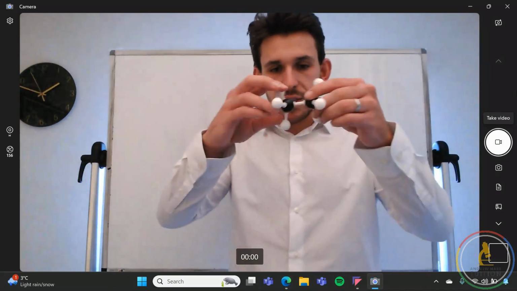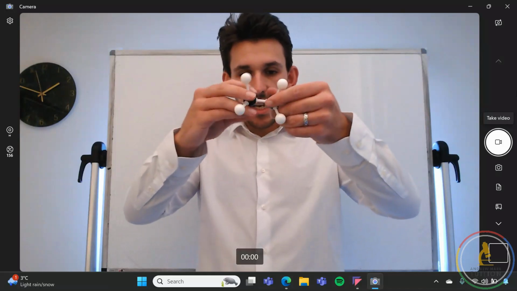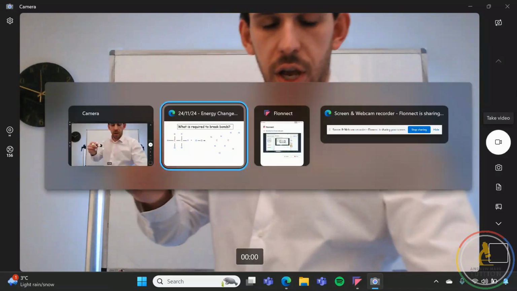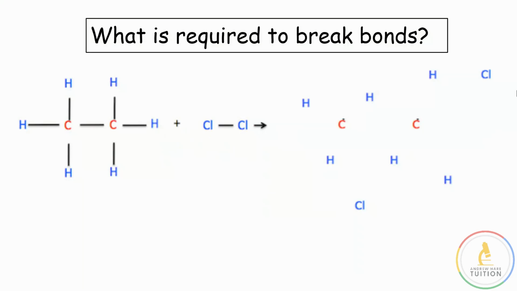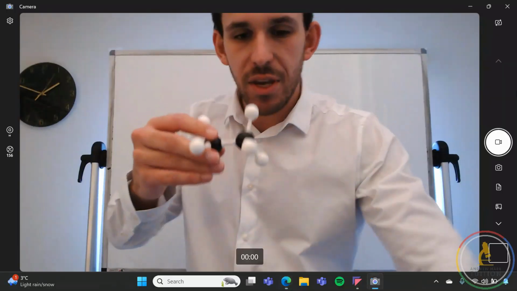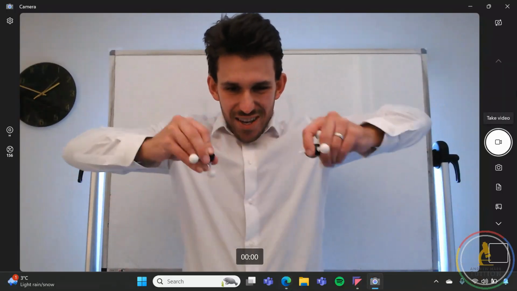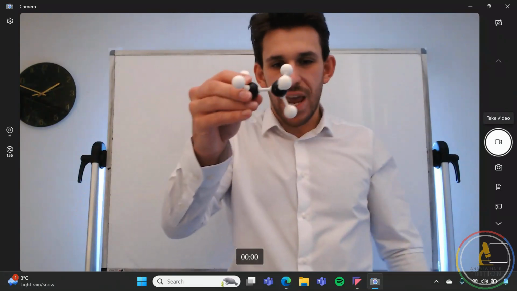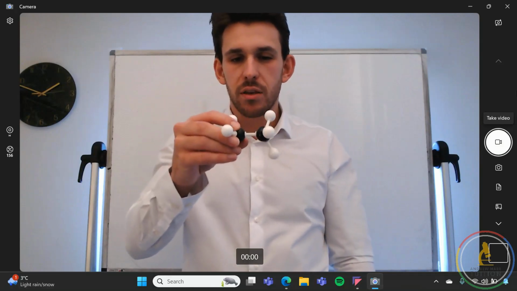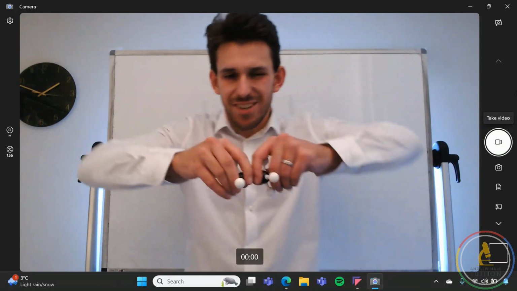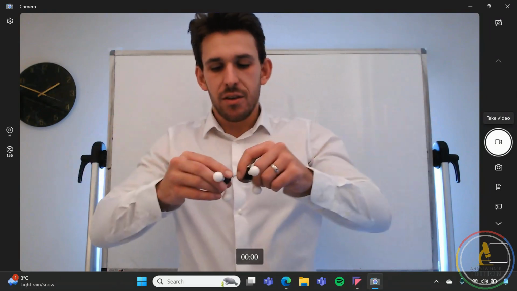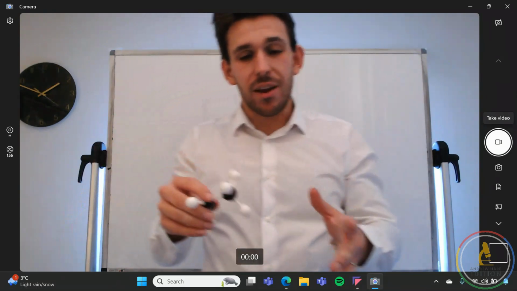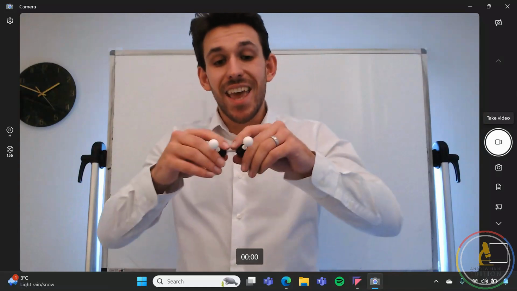The first step I said was that we need to break the bonds, okay? But what is required to break a chemical bond? You can kind of see me doing it here. When I break this bond, what is required? What do I need to put into the reaction to make this bond break? Maybe you can see, what am I putting in? Hopefully what we're realizing, the answer is energy.